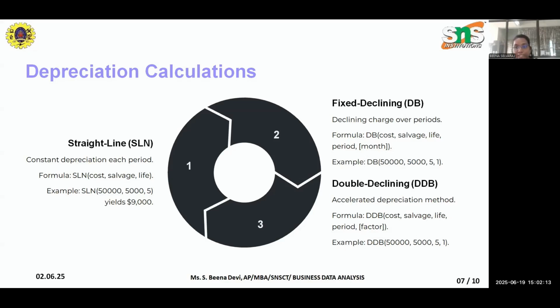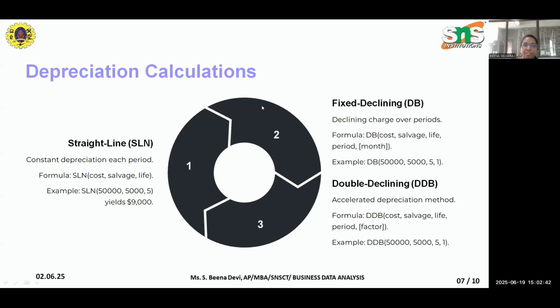You can open Excel and input all this data, for example the cost, salvage, life and periods, whatever data you want to use. You can compare the three depreciation calculations, the straight line method, the fixed declining method and the double declining method, set up a table and do a comparison, and determine which method is most effective in calculating the depreciation.